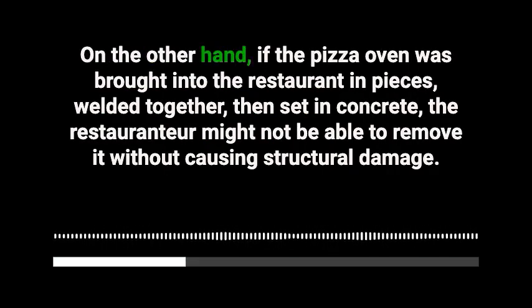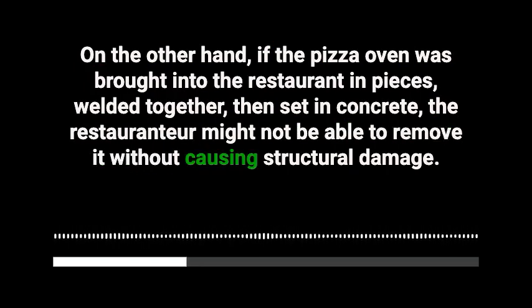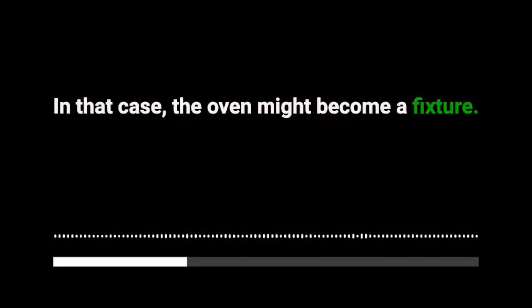On the other hand, if the pizza oven was brought into the restaurant in pieces, welded together, then set in concrete, the restaurateur might not be able to remove it without causing structural damage. In that case, the oven might become a fixture.